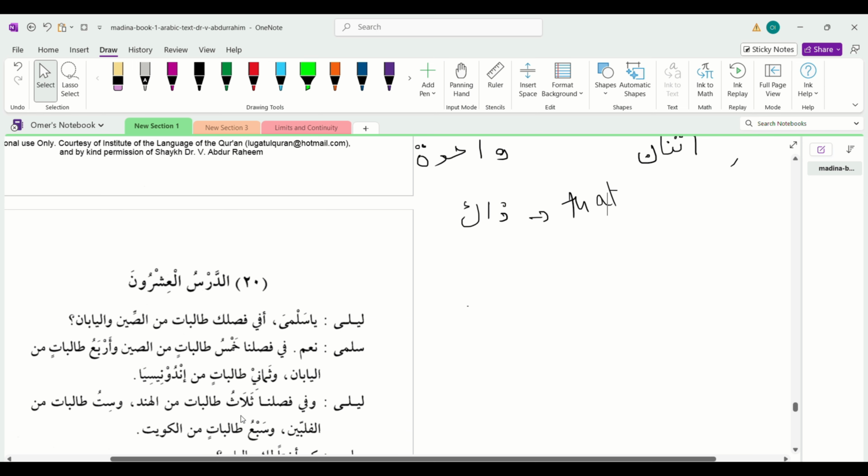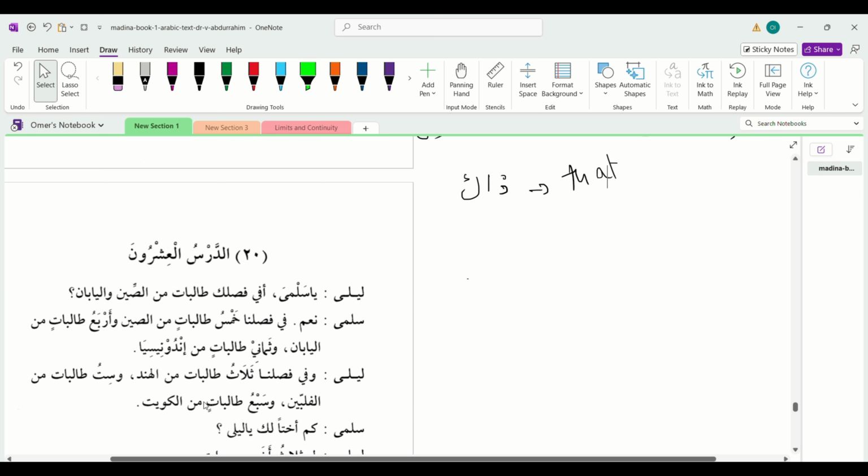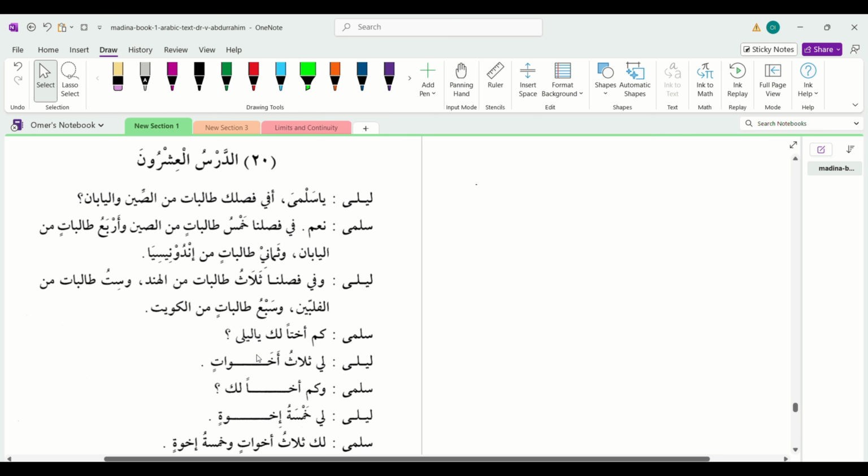Anyways, in our class there are three female students from India, three female students from India, six female students from the Philippines, and seven students from Kuwait.